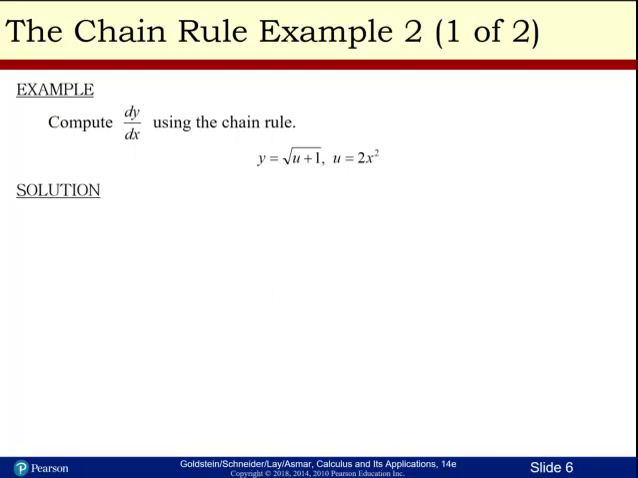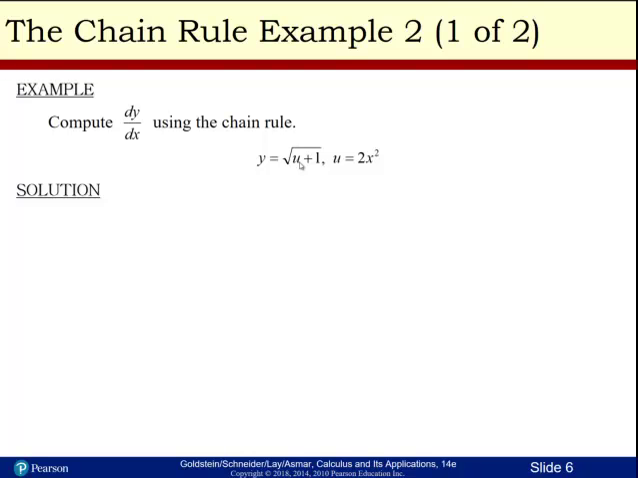So let's look at another example. Let's compute dy over dx using the chain rule. Notice that y is not a function of x here. Y is equal to the square root of u plus 1, and u is a function of x. Now you could, if you wanted to, go ahead and put the square root of 2x squared in for u, and you could take that derivative.